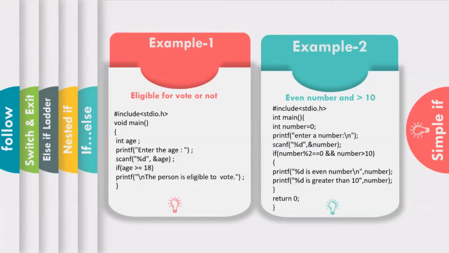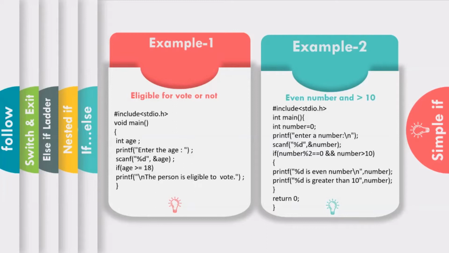In the single line statement example 1, we have an if condition to check whether the age entered is greater than or equal to 18. If the age entered is greater than or equal to 18, then the condition is true. When the condition is true, the following printf statement is printed. If the condition is not true, then the printf statement is not printed, rather the program is terminated.